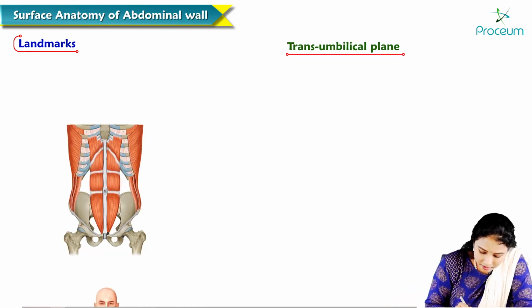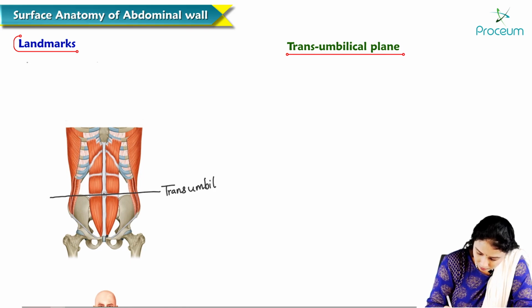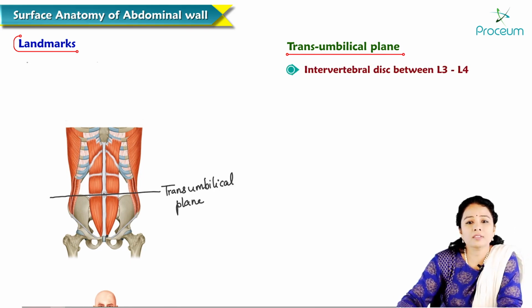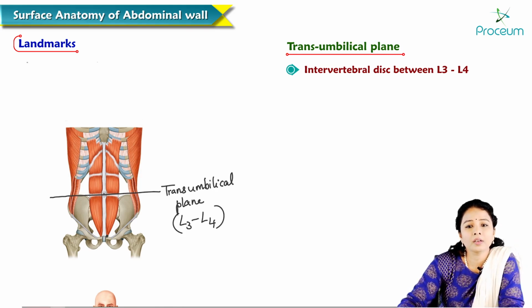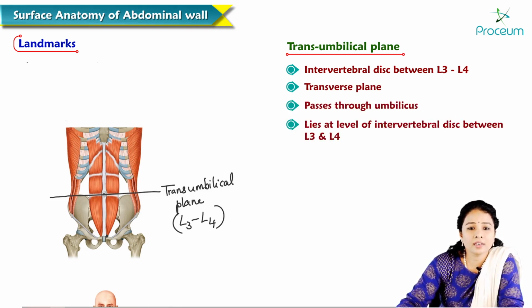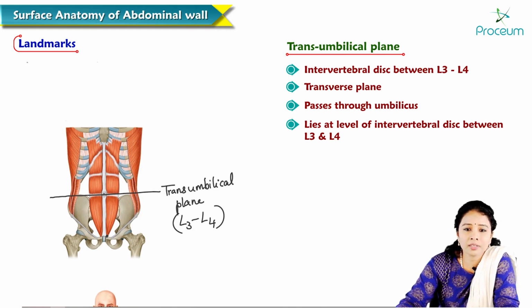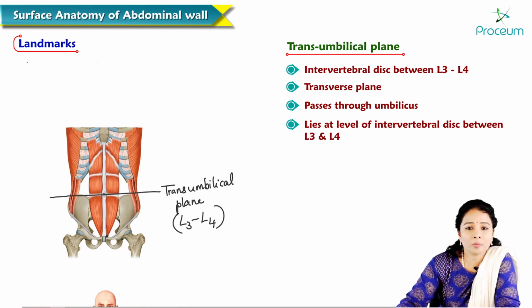Transumbilical plane, as the name suggests, is the plane which crosses the umbilicus. This transumbilical plane lies between L3 and L4 vertebra, and it is a transverse plane that passes through the umbilicus, or navel, and lies at the level of the intervertebral disc between L3 and L4 in normal healthy individuals. This location may be variable in different individuals, especially in those who have a pendulous abdomen. It may not correspond with L3 and L4 vertebral levels.